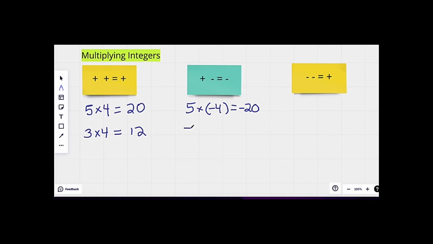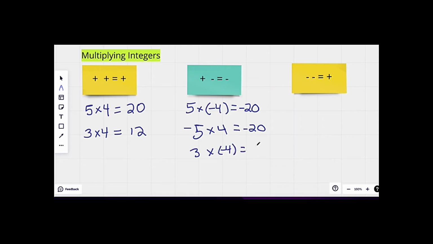What if we had negative 5 times 4? Okay, so again, notice that we don't have a sign in front of the 4, so we know it's a positive 4. So 5 times 4 is 20, but because we have a negative times a positive, it's always going to be negative. What about 3 times negative 4?